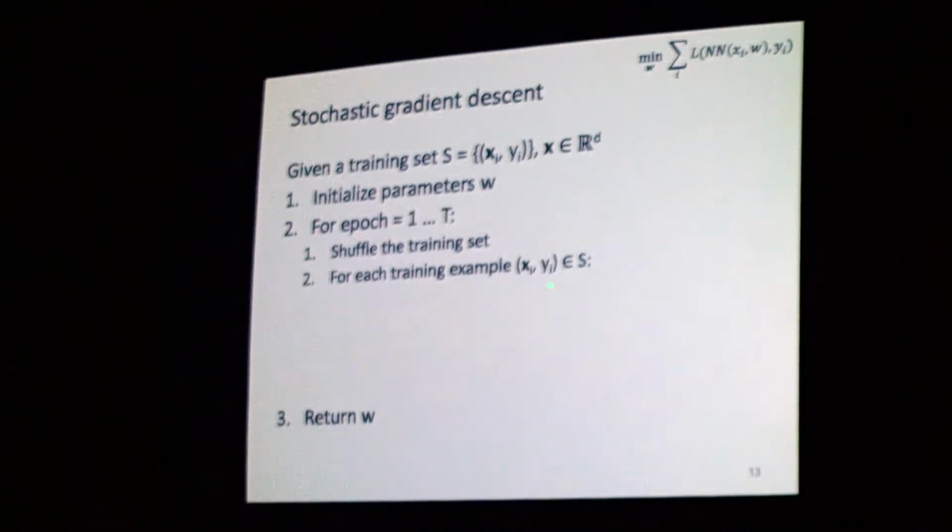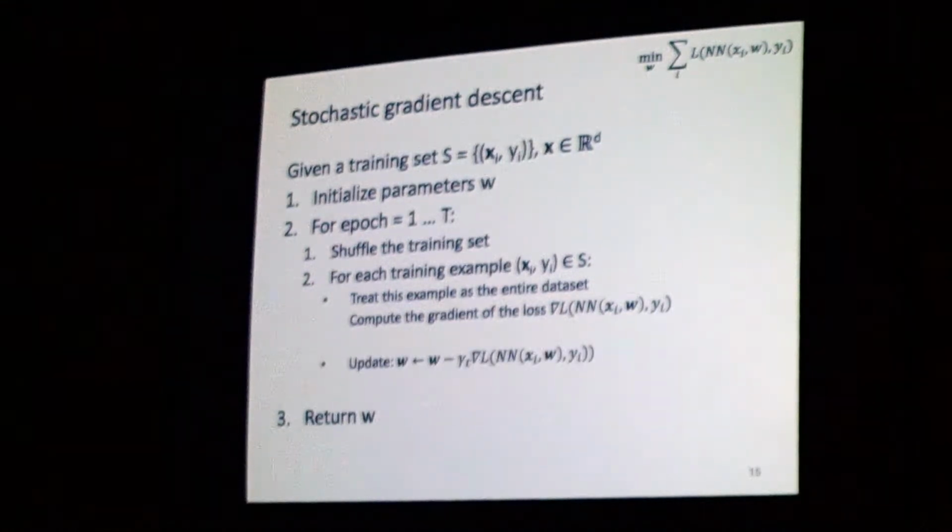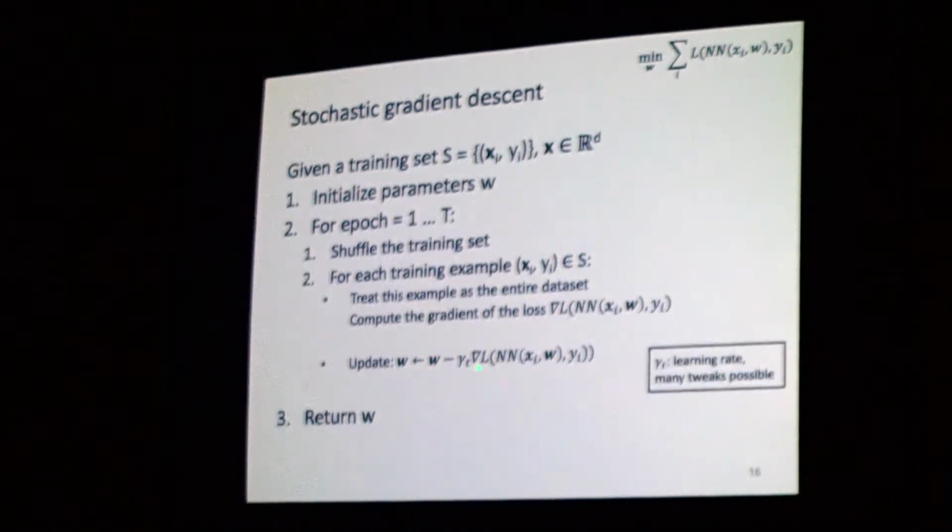For each training example, xi, yi, we treat this example as the entire data set and then compute the gradient of the loss. We just compute the gradient of the loss with respect to the model parameters on this particular example. Then this gradient is called the stochastic gradient. Then we'll update the model parameters by subtracting this stochastic gradient multiplied by some learning rate gamma t.